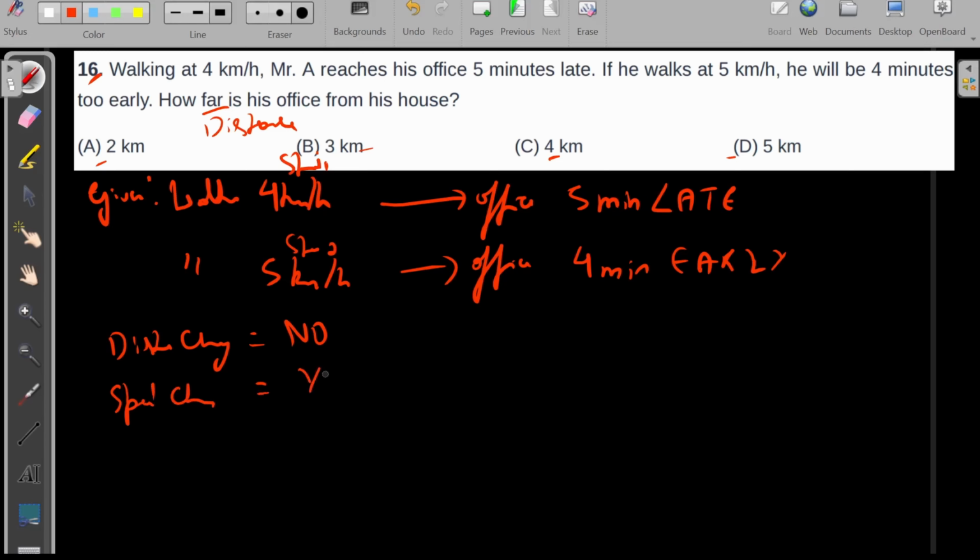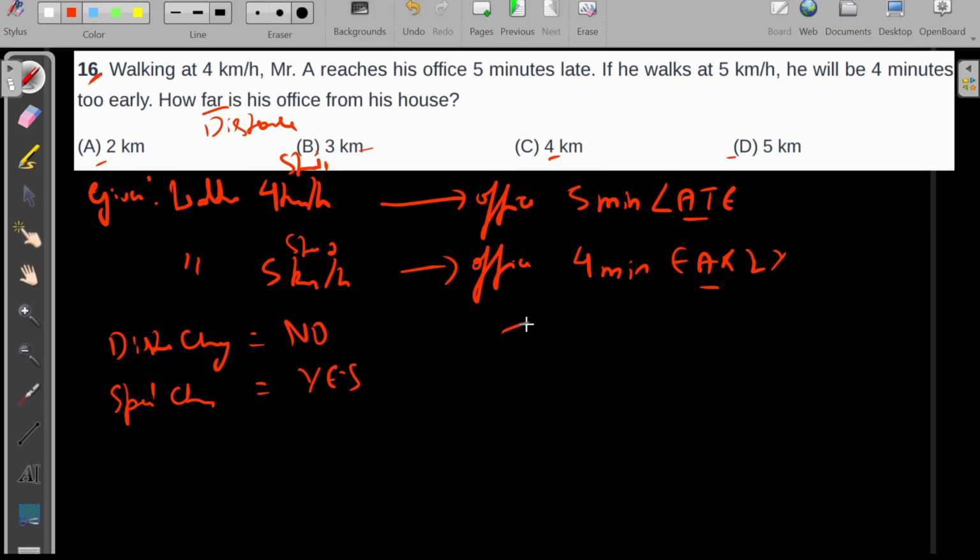In this case, yes, because in the first speed he was walking at 4 km per hour. In the second speed he was walking at 5 km per hour. And whenever you see in the question there is X minute late and Y minute early, we need to add this value. In our case, that is true because we have 5 minute late and 4 minute early. Now this allows us to compare the travel time.